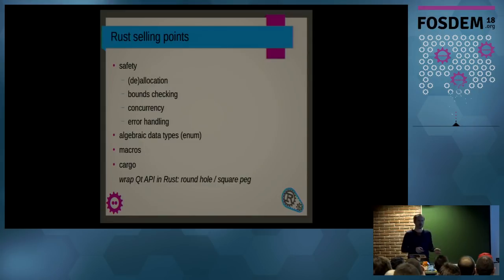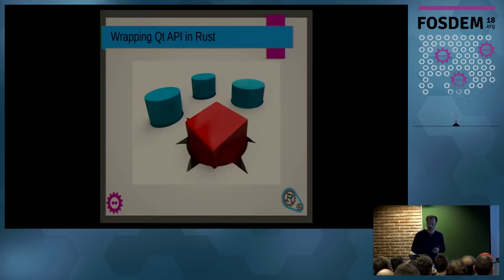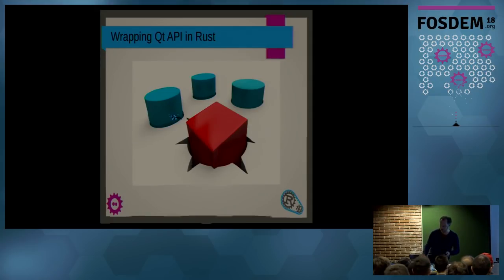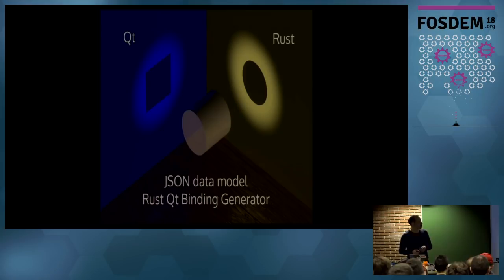So if we're going to make an API of Rust on top of Qt, then we're leaving a lot of advantages on the table. So that's why I think that wrapping a Qt API in Rust would be like fitting a square peg in a round hole. That's not going to work. But there's a solution. What we could do is just shine a light differently on it. And, well, here's the square, here's the round, great. We just put some JSON in the middle.